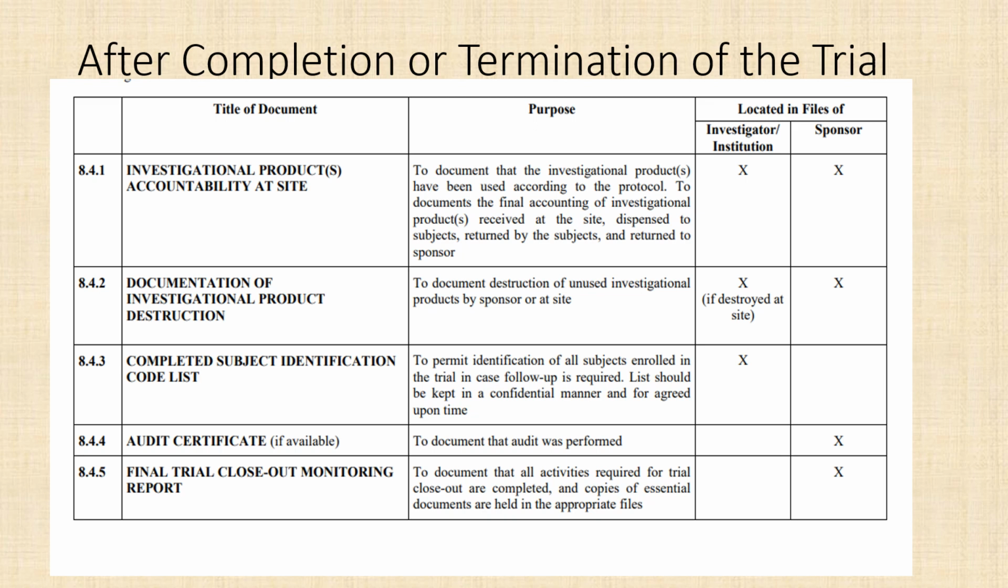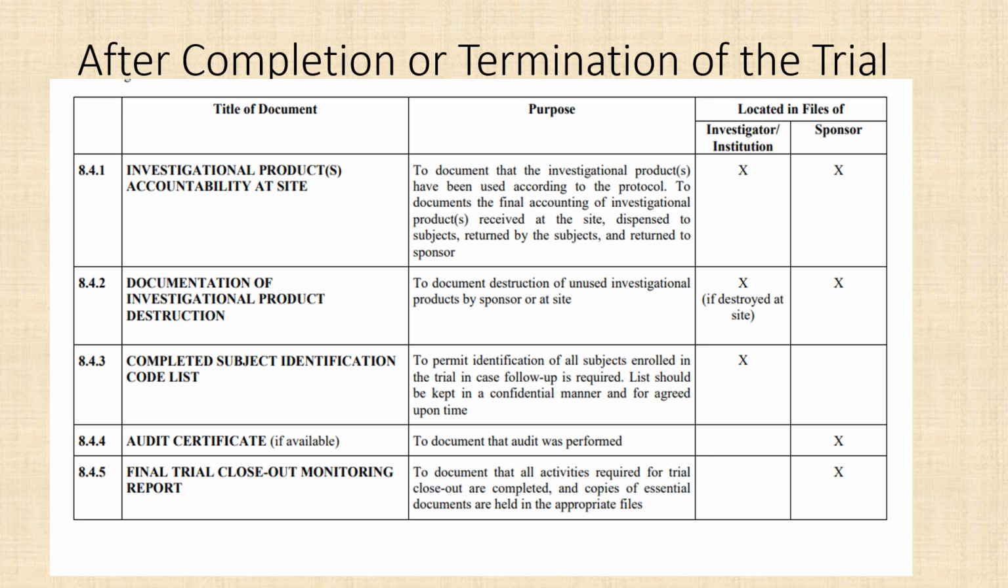Documentation of investigational product destruction. The remaining amount of the product should be destroyed. The document has to be located both in the files of the investigator as well as the sponsor. Completed subject identification code list to permit identification of all subjects enrolled in the trial in case follow-up is required. The list should be kept in a confidential manner and for an agreed upon time. Should be located in the files of the investigator institution.